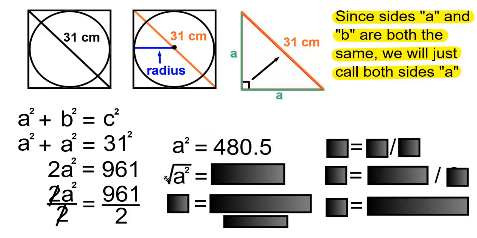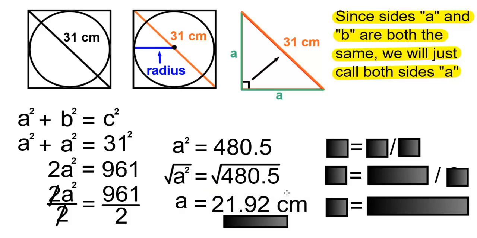Next, we have to remove the squared from the a. So we'll take the square root of a squared. We'll also take the square root of 480.5 as well. Square root and squared will cancel, leaving us with a. And the square root of 480.5 will be 21.92. So a is equal to 21.92 centimeters.